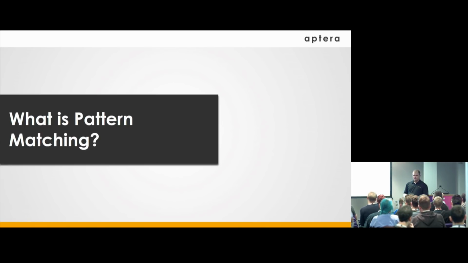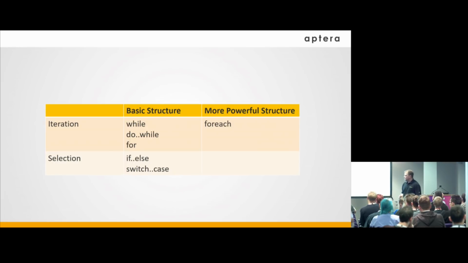So what is pattern matching exactly? If we think about it, it is a language construct that we've not had before. When I talk about language constructs, I could say things like we have iteration constructs like while and for, and selection constructs like if and switch. And since the beginning of C#, we've had a more powerful structure for iteration in the for each loop. And we've never really had a more powerful selection statement until now. This is what pattern matching gives us.